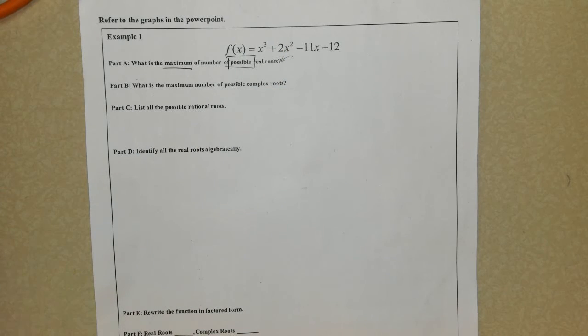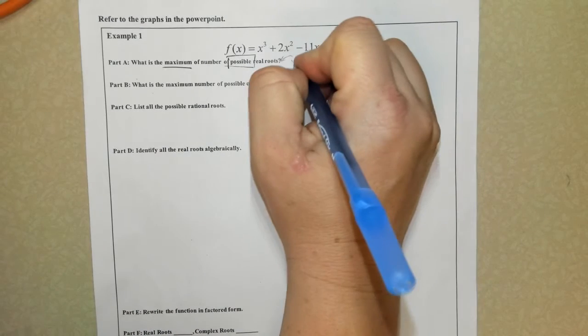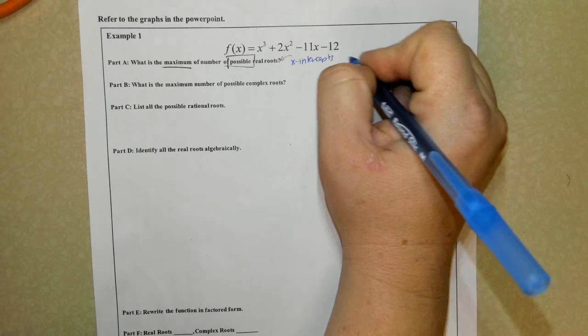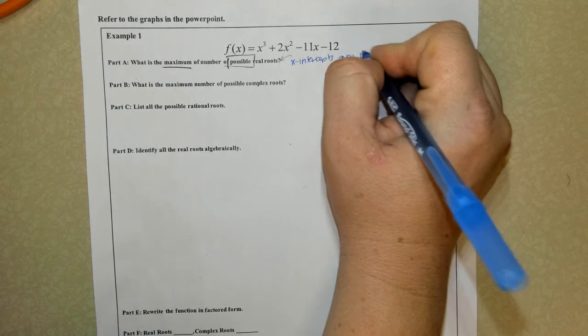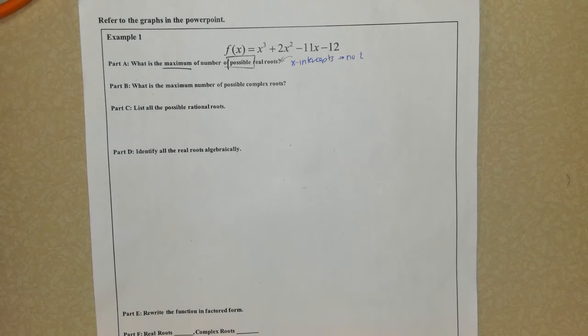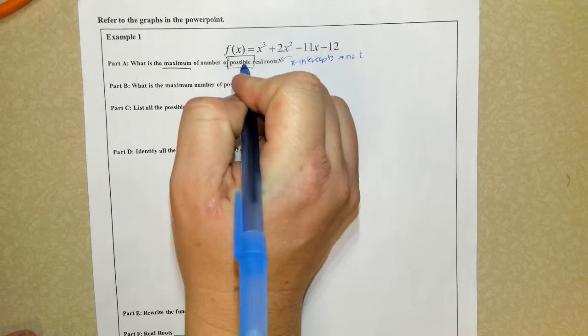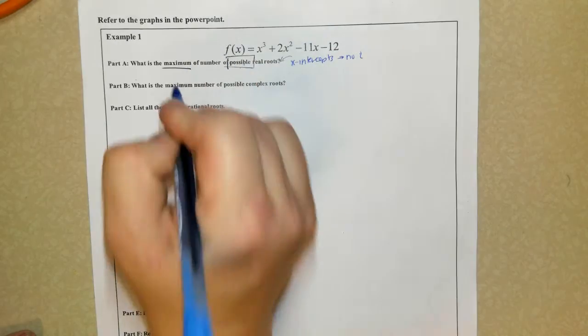Real roots, by the way, if you want to please write this down, real roots are going to refer to the x-intercepts. Real roots are referring to the x-intercepts, and they have no i's. They're your solutions with no i's, and they are the x-intercepts on the graph. So this is the possible number. It's not a for sure. This is the maximum number of possible.